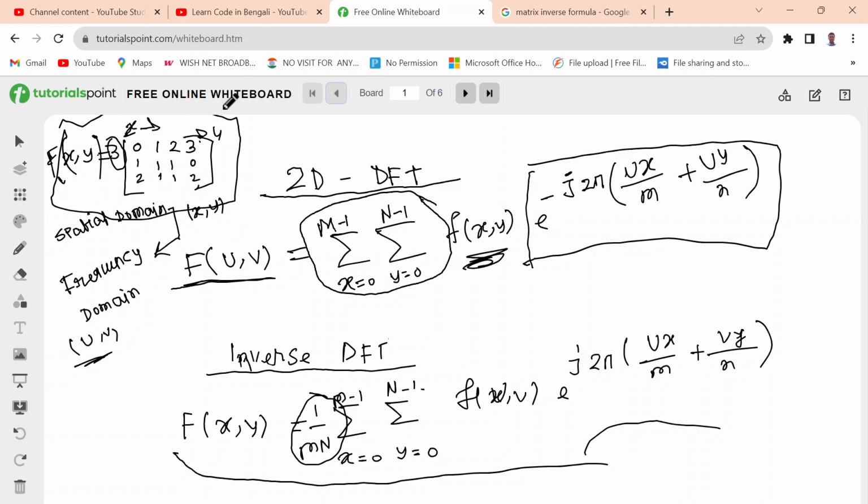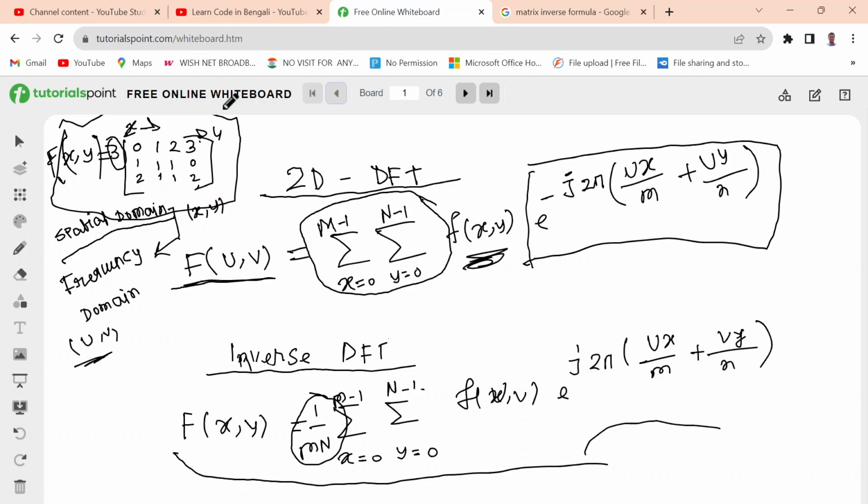So in the real image, what we are actually doing is transforming our image from the spatial domain to the frequency domain. In the spatial domain, the coordinates are x, y. In the frequency domain, the coordinates are u, v. So we have transformed it here. Why is the DFT required? To transform the spatial domain to the frequency domain.